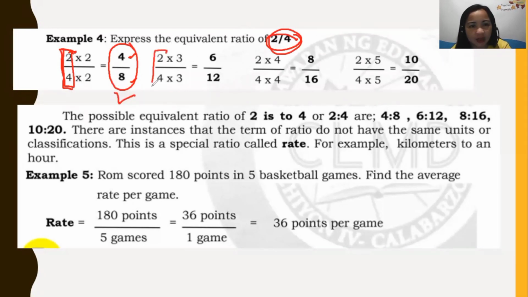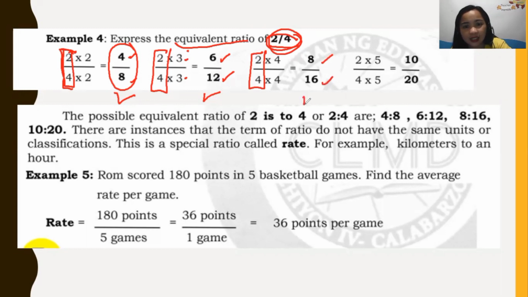Next, ito yung given natin. Let's multiply it by 3. 2 times 3 is 6 and 4 times 3 is 12. So, tandaan, iisang number lang yung ibang imumultiply natin. So, another equivalent ratio of 2 is to 4 is 6 is to 12. Next, equivalent ratio of 2 is to 4 times 4, we have 8. 4 times 4 is 16. So, pangatlo na siyang equivalent ratio.